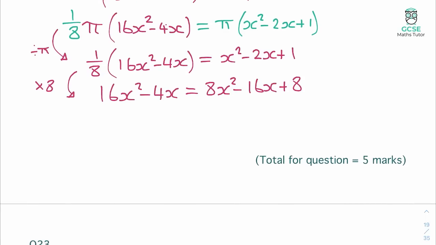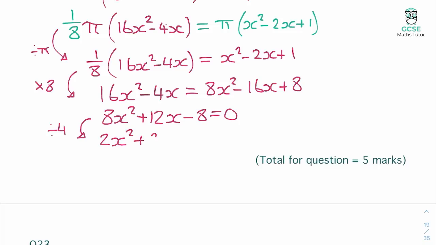So minus 8x squared from both sides, we'd have 8x squared. Add 16x to the other side, so add that to negative 4x, that would be plus 12x. Double check that, 12 add 4 is 16, so that's fine. And then minus 8, and that's now going to equal 0. So I've moved everything from the right hand side to the other side: minus 8x squared, added 16x, and minus 8. Now I need to factorise and solve this. They all divide by 4, so we could simplify it first. So that is 2x squared add 3x minus 2 equals 0.